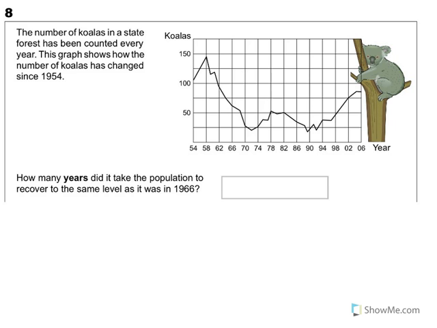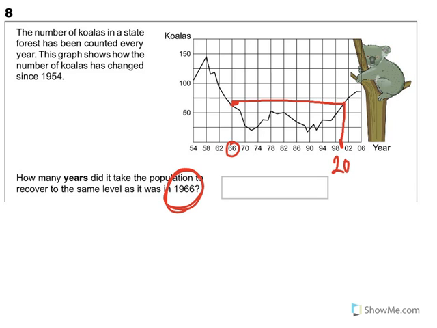Alright, last question. It says the number of koalas in a state forest has been counted every year. This shows the number of koalas that has changed since 1954. How many years did it take the population to recover to the same level as it was in 1966? So this is the key year. We have to start in 1966. So you look at 1966, which is down here, and you can see that there's that many koalas. So when did it reach that level again? You go across, and you get to there, and then if you go down, you'll see that it's between 98 and 02, which is the year 2000.